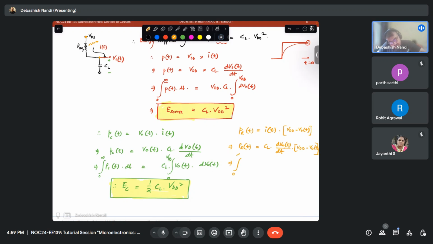So if we integrate PR of t dt from 0 to infinity, and what is the voltage I should take for Vo? Vo is 0 to VDD. CL dVo of t times VDD minus Vo of t. If you do the integration, you will find that energy ER is equal to half CL VDD square. So this half energy is dissipated through the resistor in terms of heat. Got it? Yes, sir.